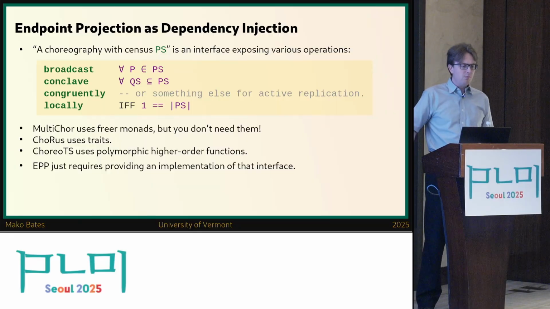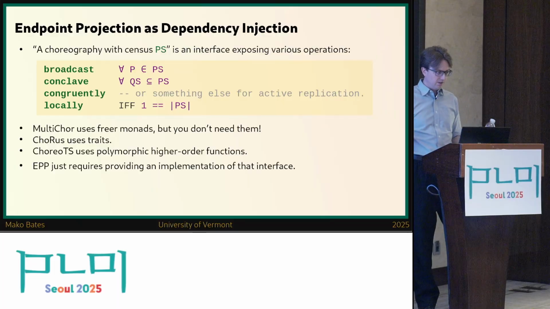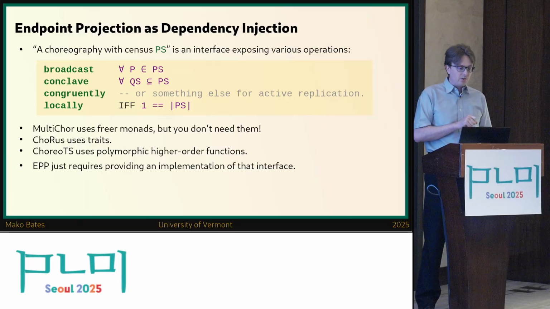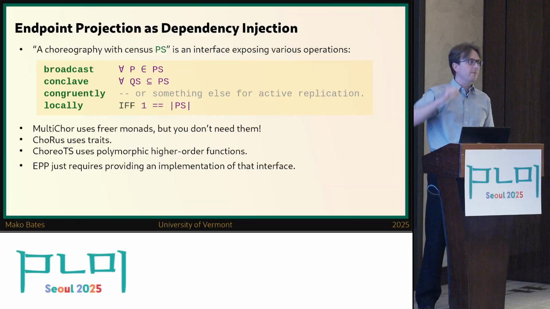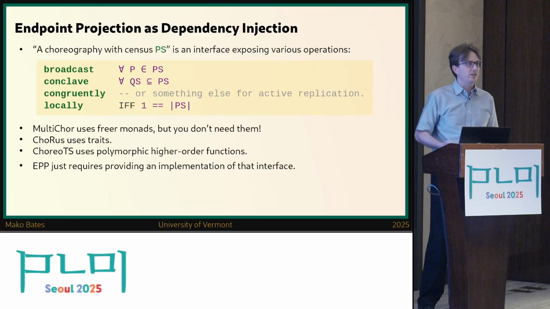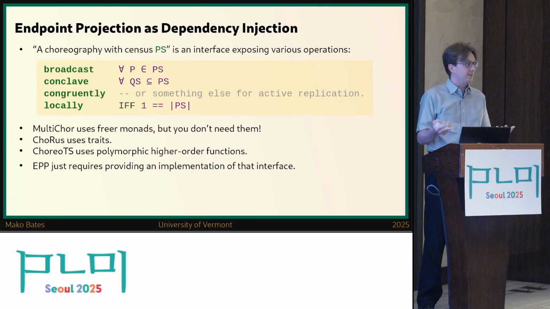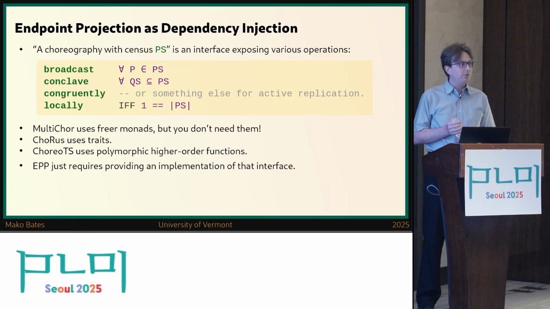In multi-core, we're using freer monads. In chorus, we're using traits, the trait system. In choreo-TS, we're using polymorphism in a fairly straightforward way. If your language can do dependency injection in whatever form, you can probably do choreographic programming. And insofar as your language can do type-safe dependency injection, you can probably do type-safe choreographic programming.